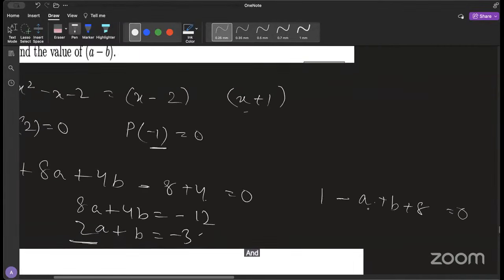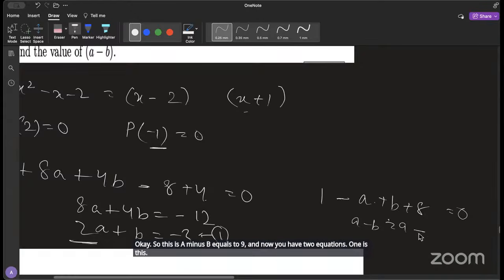And this will be 0. So this will be minus a minus b is equal to 9. Ma'am, a minus b equal to 9 will come directly. Okay, so this is a minus b equals 9. And now you have two equations. One is this, the second one is this.